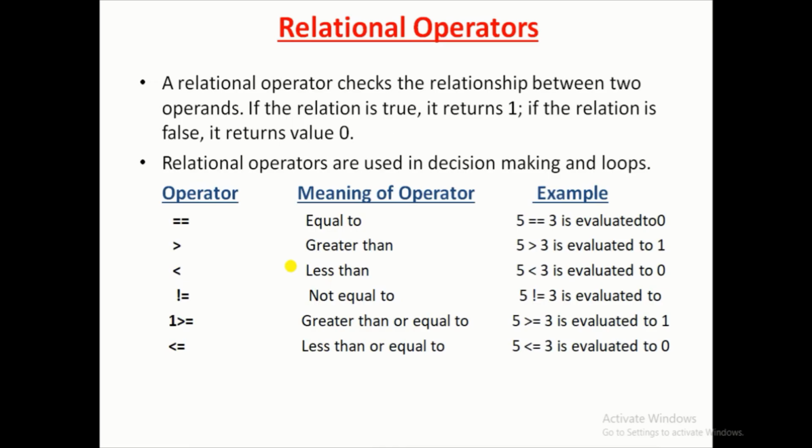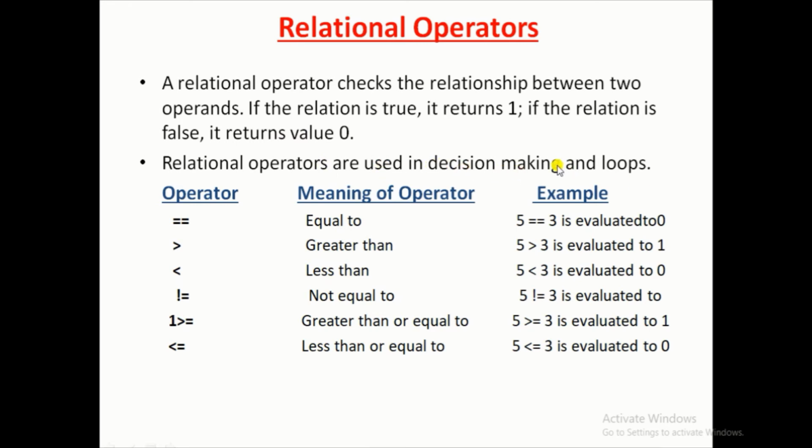In the next slide we see another operator, that is the relational operator. A relational operator checks the relation between two operands. If the relation is true, it returns 1, and if the relation is false, it returns 0. So in computer language, true means 1 and false means 0. You have to remember these things.